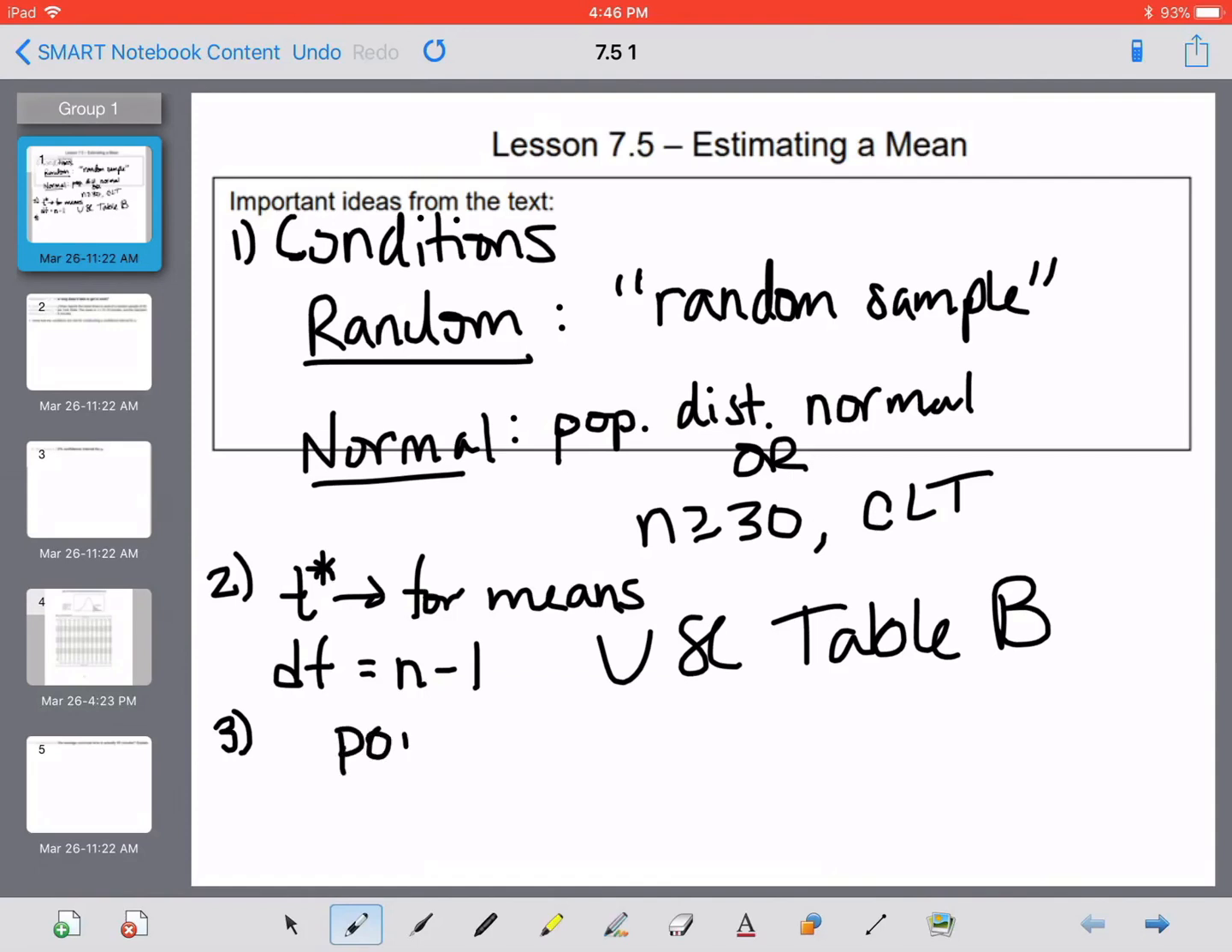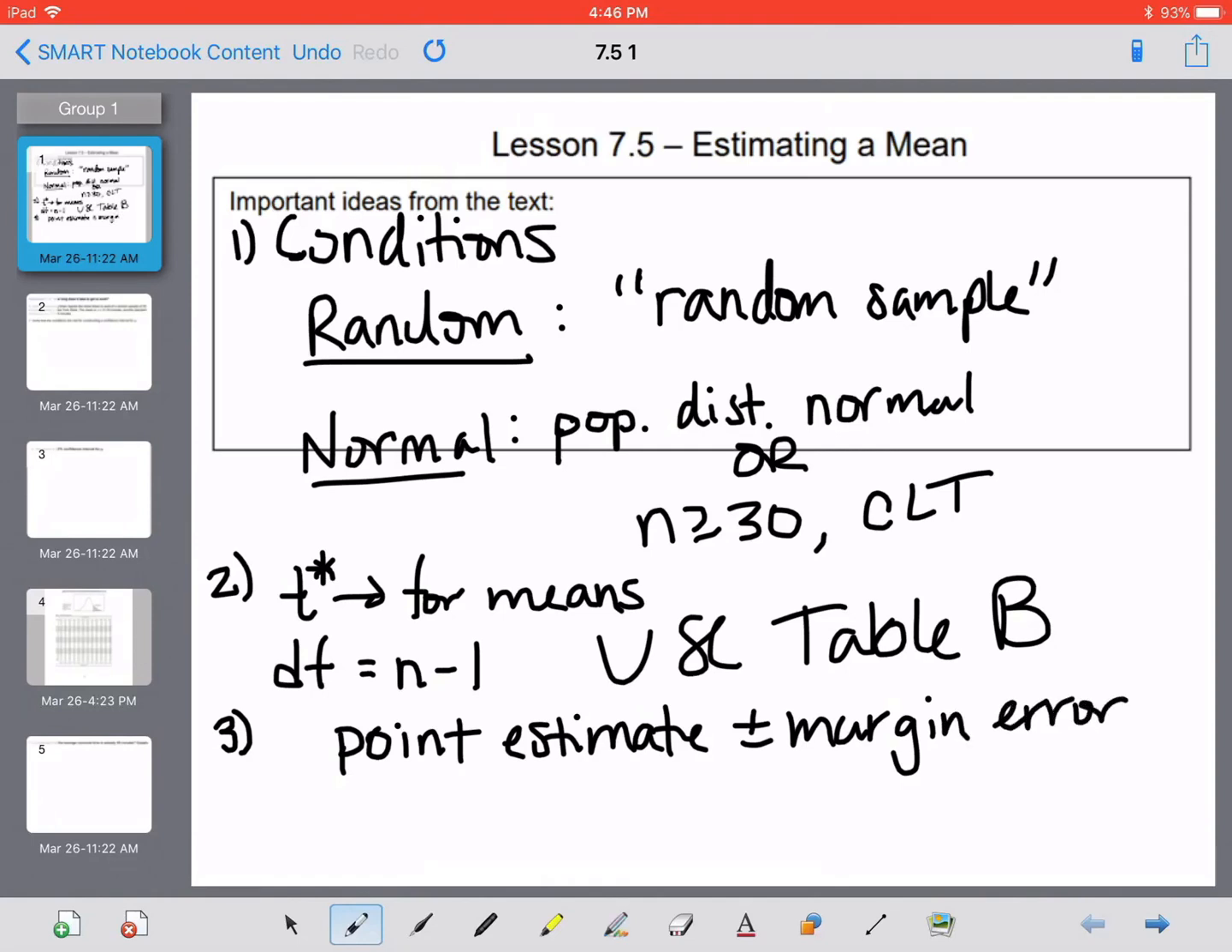And then the third important idea from the text is finding that confidence interval. So your point estimate plus or minus your margin of error. Your point estimate is just your mean, x bar, and then plus or minus the t-score times the standard deviation over the square root of your sample size. And those are the three key ideas from the text.